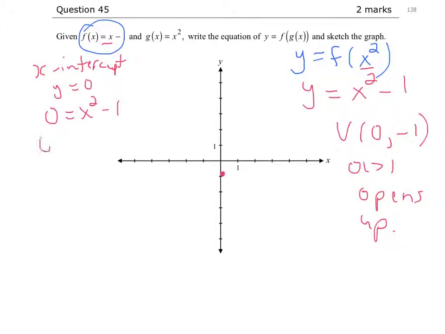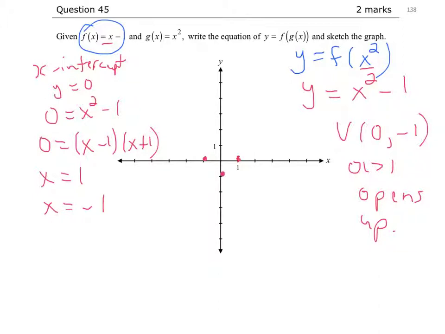We also learned this in grade 10 pre-cal. This is a difference of squares. x minus 1 times x plus 1. So we get x equals 1 and x equals minus 1 respectively. So our x-intercepts go right here at positive 1 and negative 1. So I got those 3 points. I think that's sufficient, but why not just substitute in a 2 just to finish out the graph?